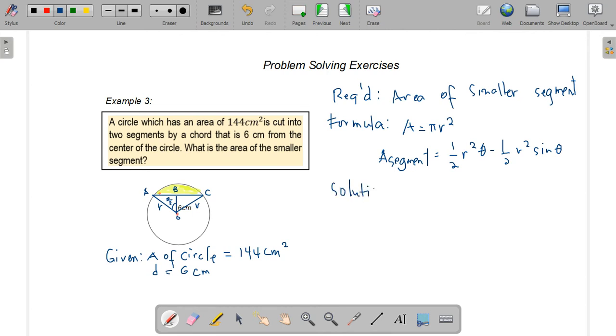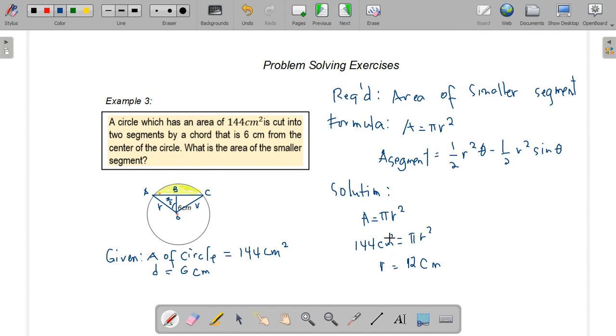Okay. All right. So solution. First, we need to solve the value of r because that is unknown, using the formula of the area of a circle. Because area of a circle is given, so we can say that area is equals to pi r squared. Substitute A with 144 centimeters equals to pi r squared, no? Square din yan eh. So therefore we can solve for r then, okay? Where r is equals to 12 centimeters. So you can plug in your calculator and check for that.